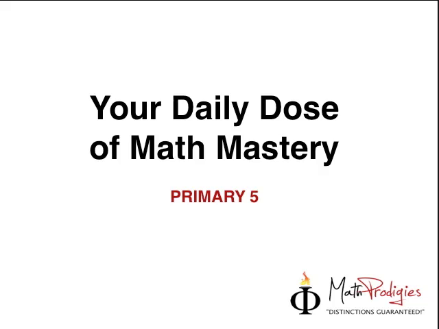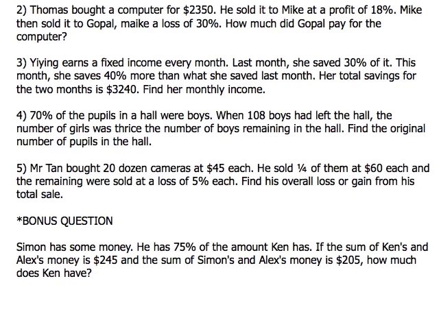We're going to go into question number 4 of your assessment paper number 9. Question number 4: 70% of the pupils in a hall were boys. When 108 boys had left the hall, the number of girls was thrice the number of boys remaining in the hall. Find the original number of pupils in the hall.